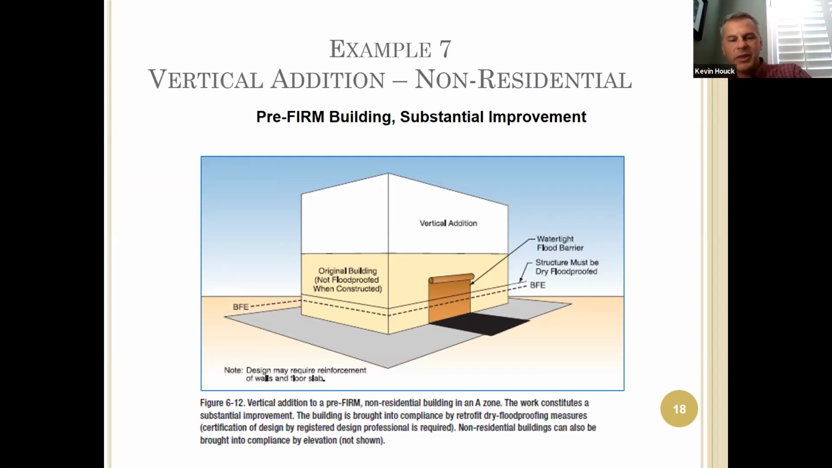Because this is a commercial building and not residential, what they have done here is elect to leave the lowest floor where it is, but to dry flood-proof it to an elevation where it becomes compliant through flood-proofing rather than elevation. Because this is a substantial improvement, this action would be necessary. Just recall some of the provisions that come into place when we talk about flood-proofing.